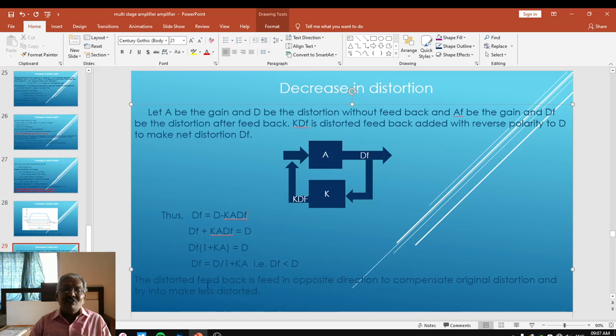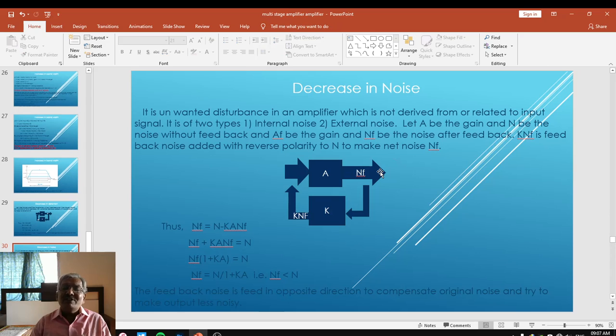Thus we can say the distorted feedback is fed in the opposite direction to compensate the original distortion and try to make a less distorted output. Thus, after negative feedback, the distortion decreases. This is how we can prove that there is a decrease in distortion after application of the negative feedback. Analogous to this, a negative feedback amplifier also decreases the noise.